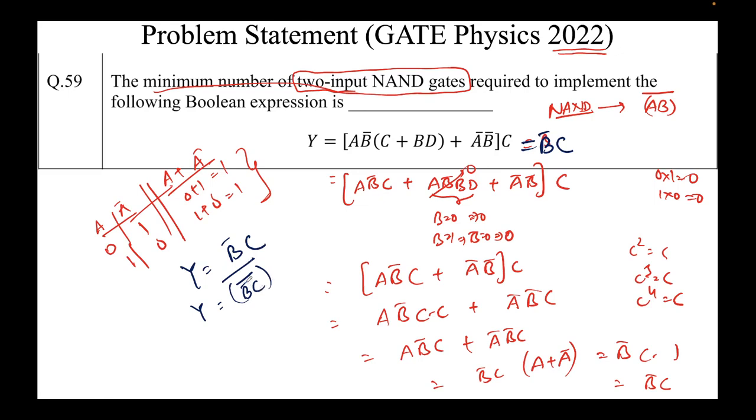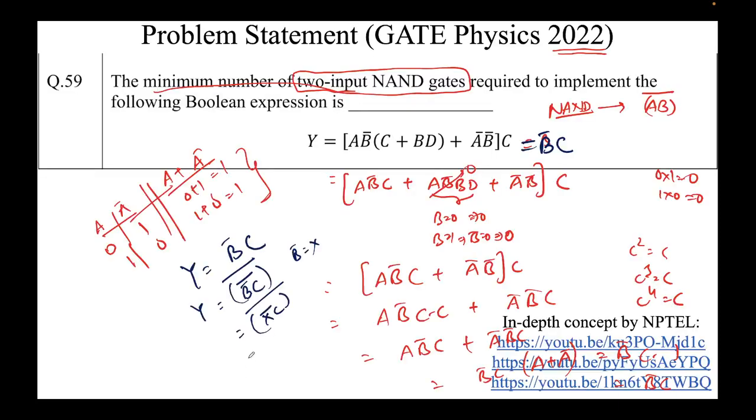Right? So I'll negate it twice. Okay. So now I can simply say like this. Let's assume B bar equal to some symbol X. So I can simply say XC whole bar and then bar. Okay. So let me go to the next slide. Yeah. So we got Y equal to B bar C.